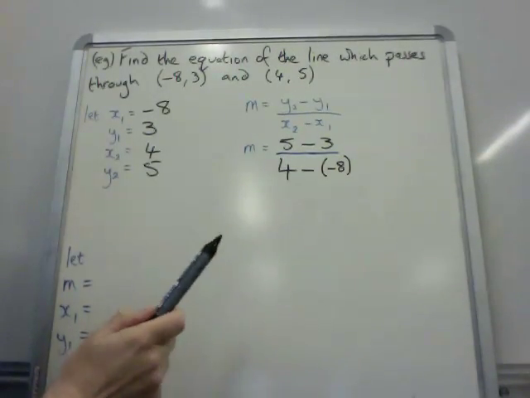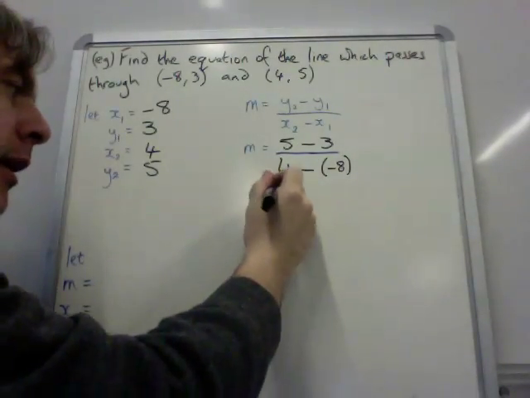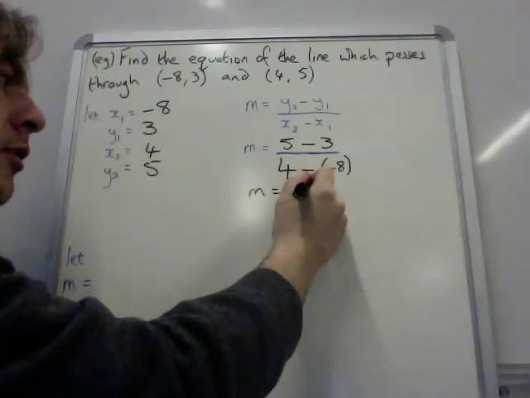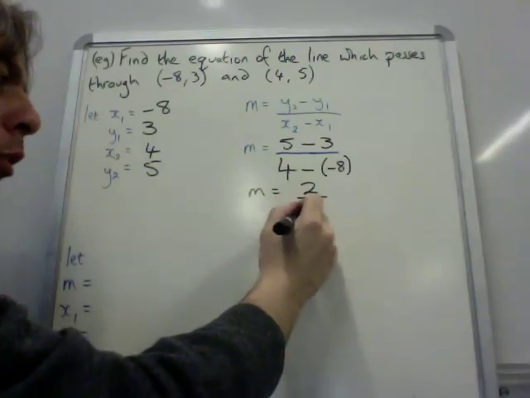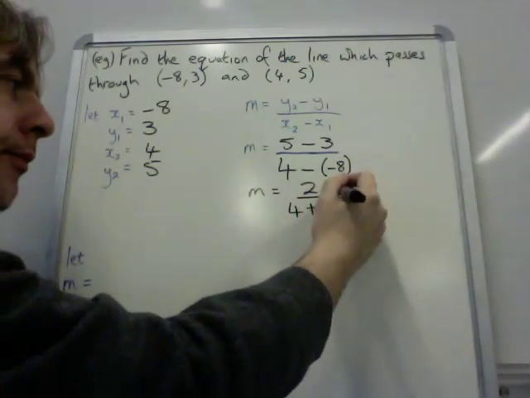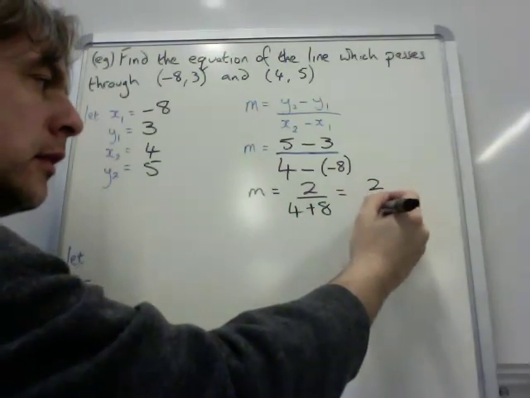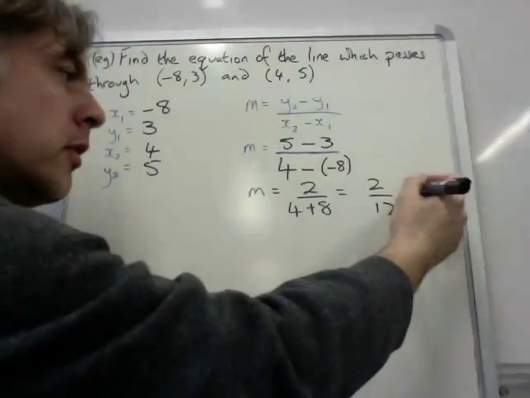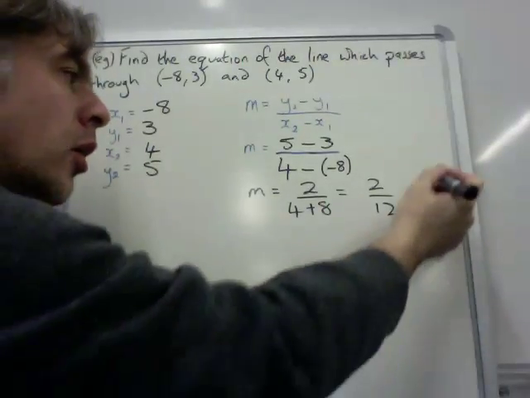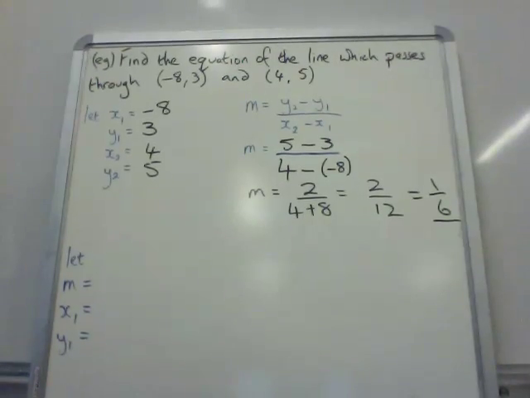You listen to the question, it's saying 5 minus 3. And what is 5 minus 3? Correct, 2. 4 minus minus 8 is really 4 plus 8. 4 plus 8 is 12. 2 over 12 becomes 1 over 6. Now you have your m value.